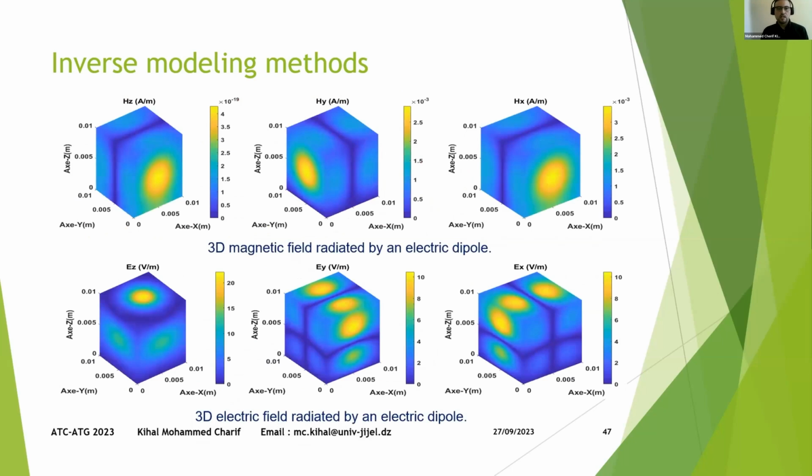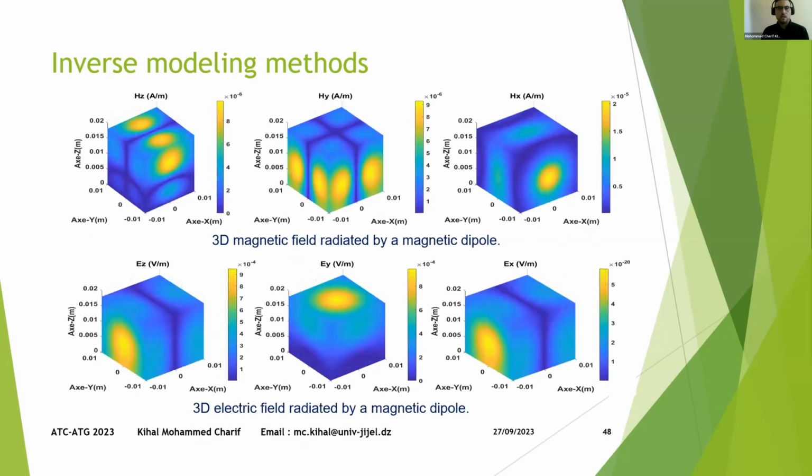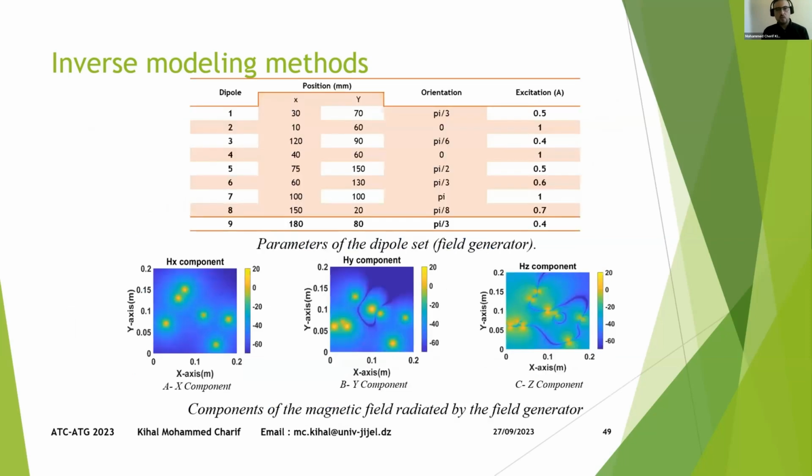In these figures, the electric field and the magnetic field radiated by an electric dipole are represented in 3D. These figures represent the electric field and the magnetic field radiated by magnetic dipoles in 3D. The superposition method is used for calculating the field radiated by a set of dipoles, the parameters of which are displayed in this table. The results obtained are presented in these figures. These fields will be used as inputs to the inverse method.